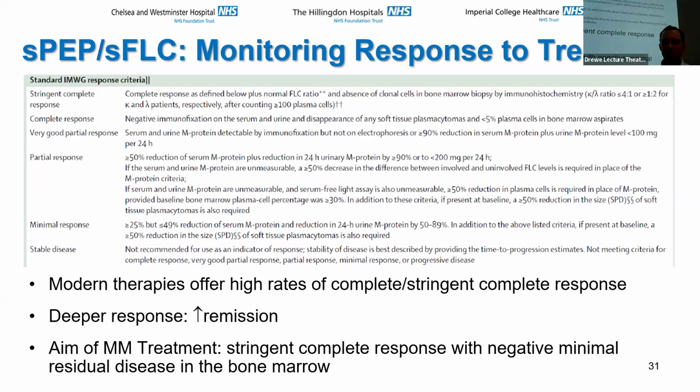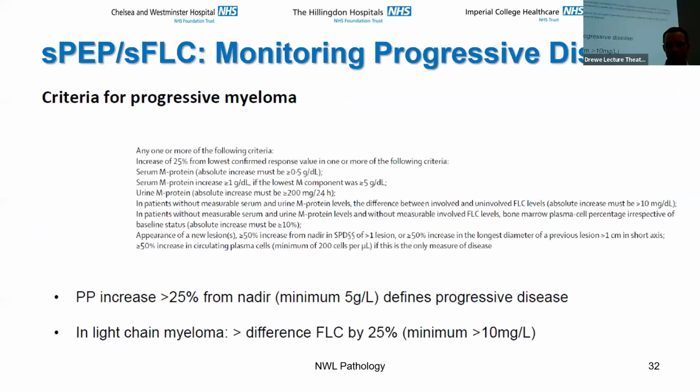And this is the response criteria, this is where we'd like to get to. The deeper you get in these response pathways, the longer the remission is. So that's why we're aiming to get there. And we can use these techniques in the laboratory to help with monitoring. We can also use them for monitoring the progression of disease. So we can see where we have increases in our paraprotein concentration, and this can then trigger us to start looking at whether there is progression here. Similarly, we can also look at the free light chain assay in a similar vein.